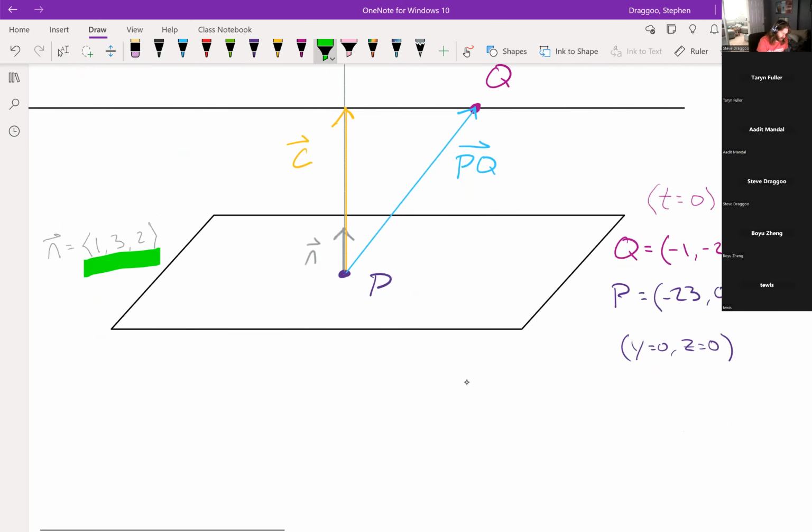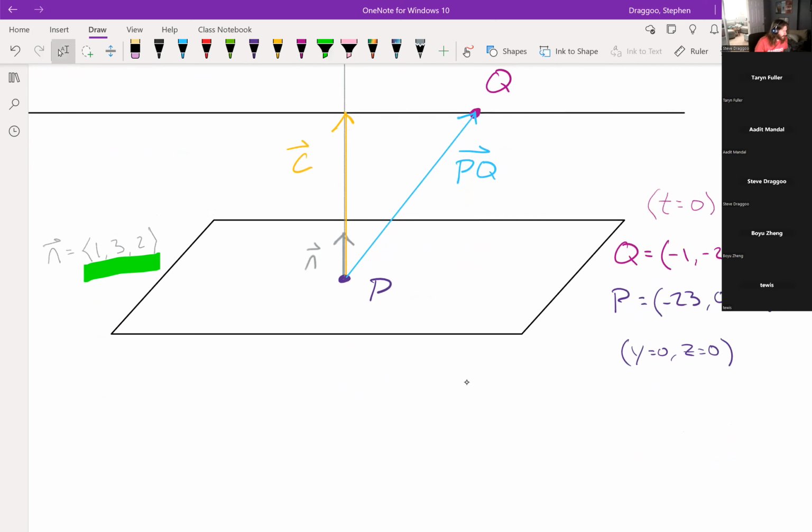Moved on to where I've got some space for work, but also still have everything on the screen. Right here looks good. So I want to find the vector PQ. That's what I needed first. I picked my 2 points. Now I just have to find the vector that connects them.